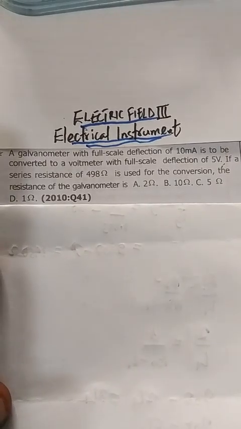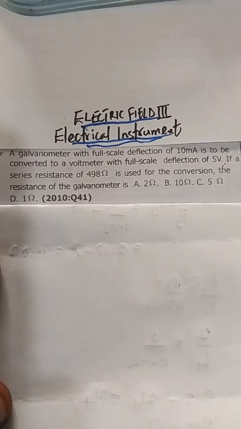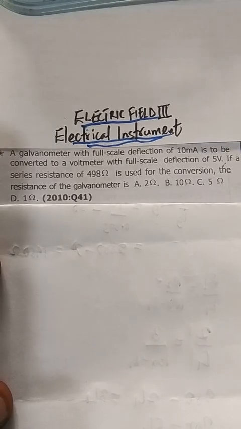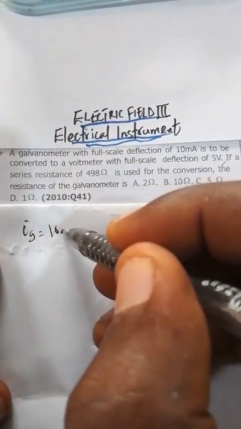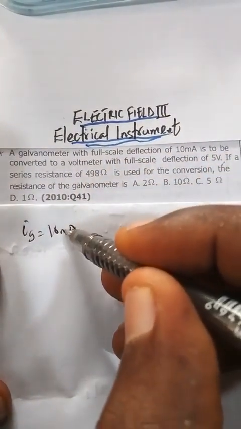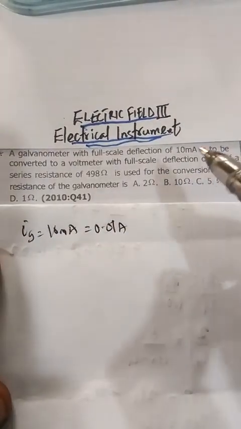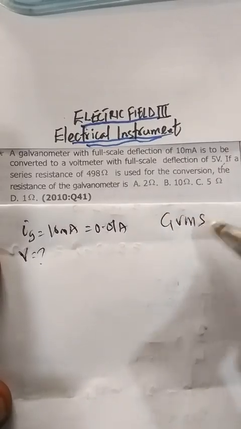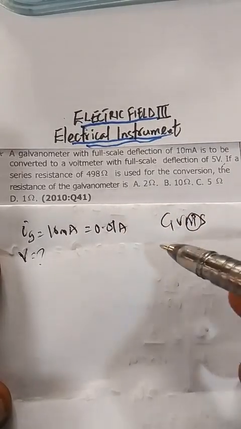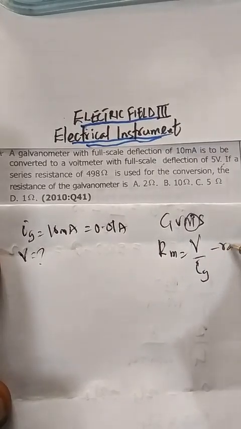With all the questions we've solved, all the questions on galvanometer seem to be extremely easy now. Like this question, although the pattern is a bit different, it's the same formula. A galvanometer with full scale deflection current of 10 milliamperes. So it means IG is 10 milliamperes. Milli is 10 raised to minus 3, so this becomes 0.01 amperes. It's to be converted to a voltmeter, that's GVMS. So we need to get the multiplier, and I know that for multiplier, RM equals V over IG minus RG.